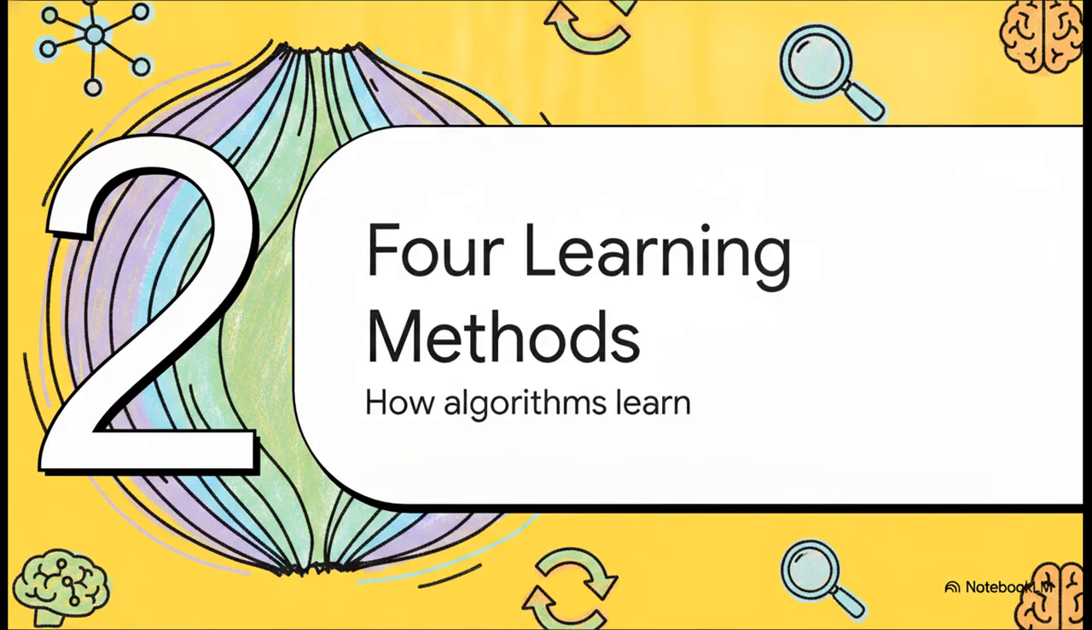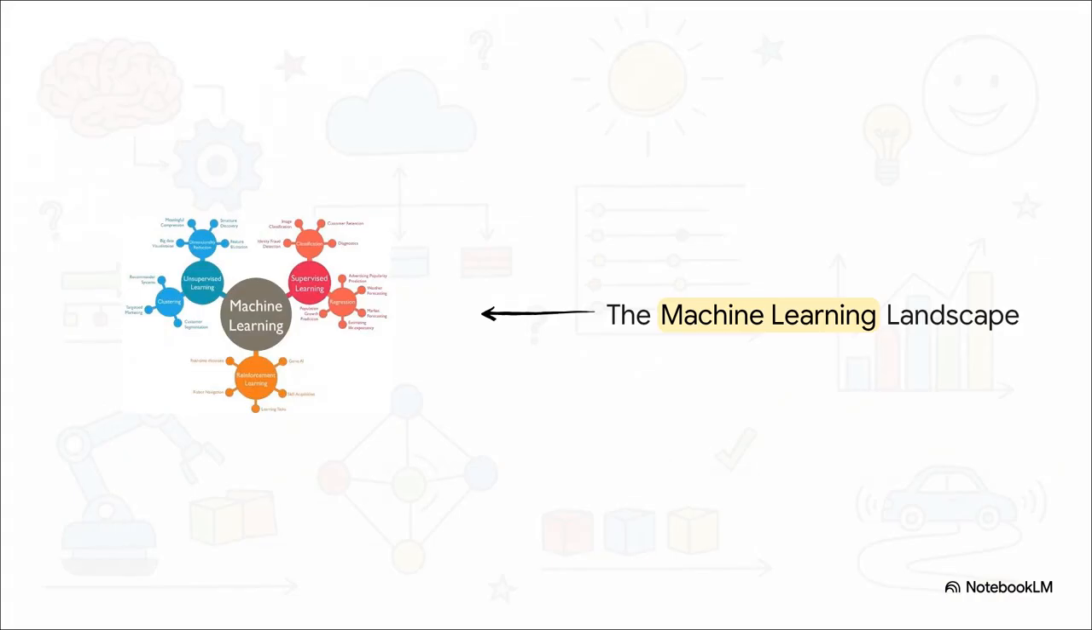Moving right along to Section 2, the 4 learning methods. Let's peel back the next layer of the onion here and explore exactly how these algorithms are taught. Looking at this fantastic, colorful mind map, you can see the sheer breadth of the field. I mean, you've got branches reaching out into everything from customer retention to robot navigation to game AI. It's a vast landscape for sure, but it essentially boils down to 4 main methods. Let's break them down sequentially.